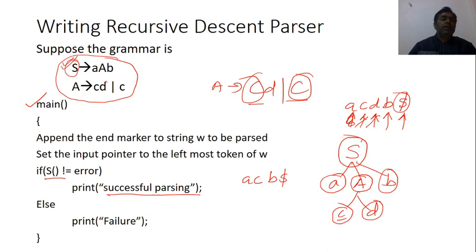Remember that when you are writing the recursive descent parser, the rules are what? For every production, the variable that is written on the left side becomes the procedure, and the right side of that production becomes the body of that function. These are the rules. Apply these rules when you are writing the recursive descent parser.